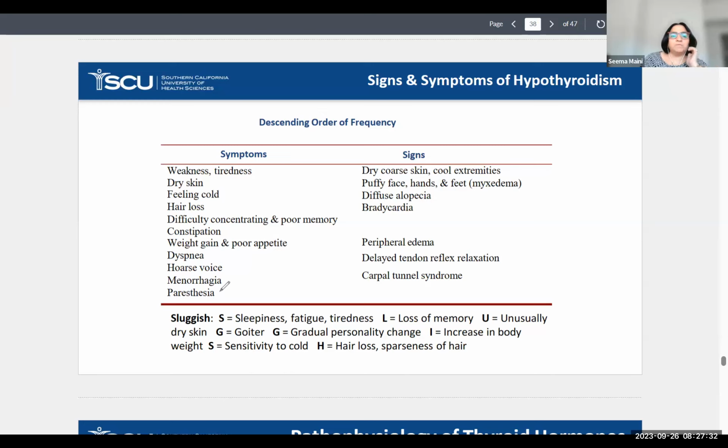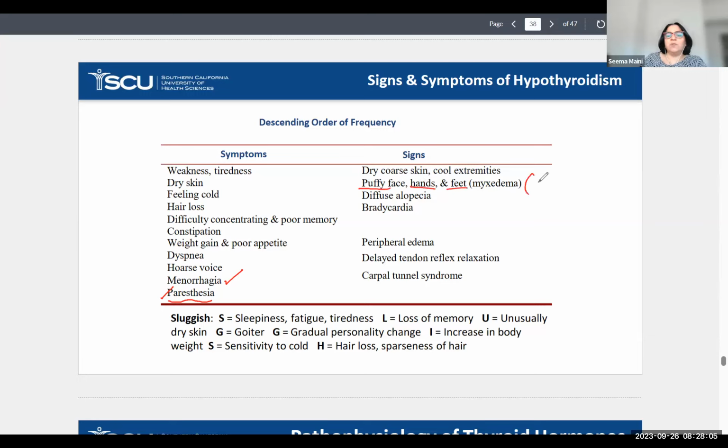Okay. Menorrhagia, I told you, hypothyroid females tend to lose more blood during their menstrual cycles, or they may have polymenorrhea. Okay. Paresthesia. Paresthesia is altered sensation because of, again, neural weakness, weakness of the nerves, conduction weakness. Okay, if you examine this patient, you'll see dry, coarse skin, cool extremities, puffy face, hands and feet.